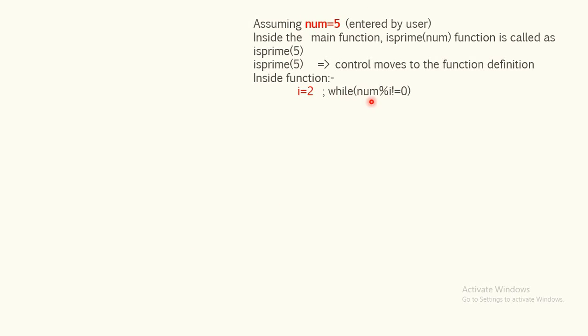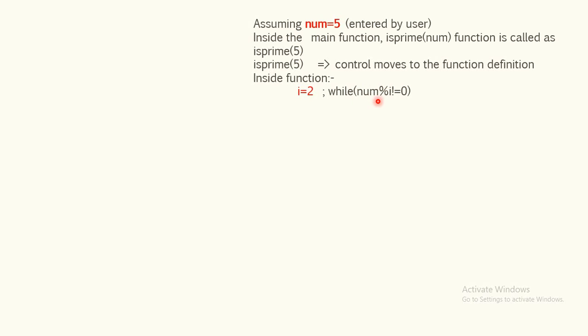With the while loop, we are checking whether 5 mod 2. This mod is the special operator which returns the remainder. If the remainder is 0, then it says that it is completely divisible. Then we cannot say that the number is a prime number. Here we are checking with that modulus operator.